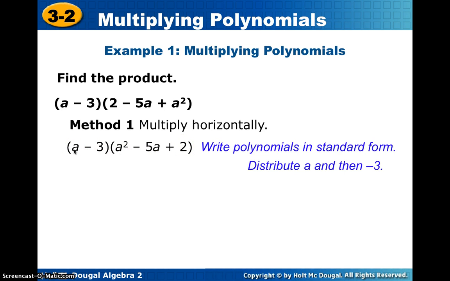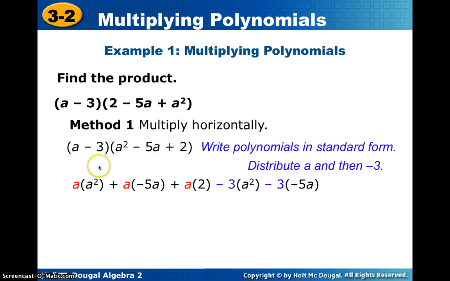So first we're going to distribute the a. We're going to have a comes in here to a squared. Okay, and then we have the a is multiplied by the negative 5a. And then the a is multiplied by the 2. And then we also distribute the negative 3. So now the negative 3, it's turn to come to everyone. So now negative 3 comes to the a squared. Negative 3 comes to the negative 5a, and negative 3 comes to the 2.